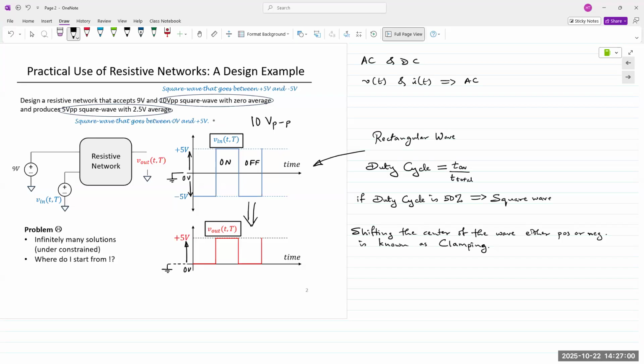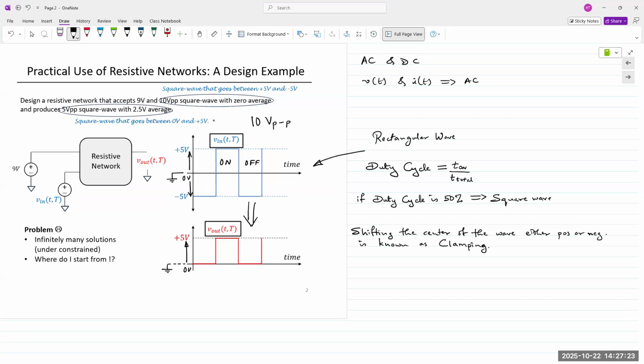Ground reference right there. All right. And that's what we want. Okay. So this can be easily accomplished with a diode.